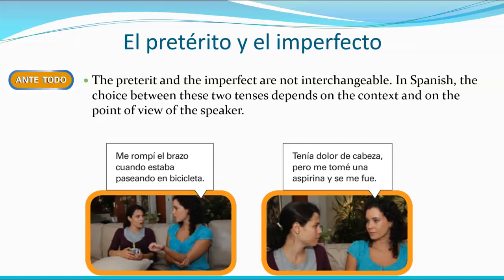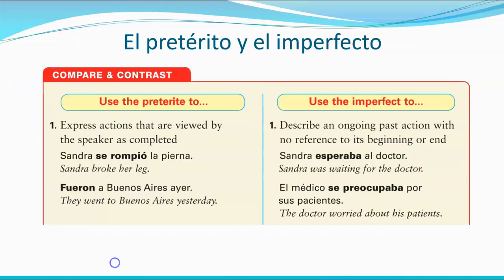Okay, so we see a little bit of difference here where the first sentence starts off with the preterite and ends with the imperfect, and the second one starts with the imperfect and ends with the preterite. They can be used in the same sentences. Okay, so let's look at some of these differences.